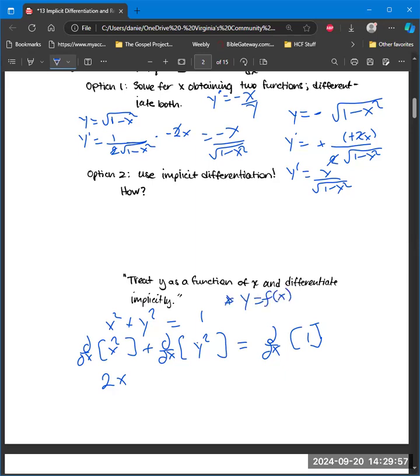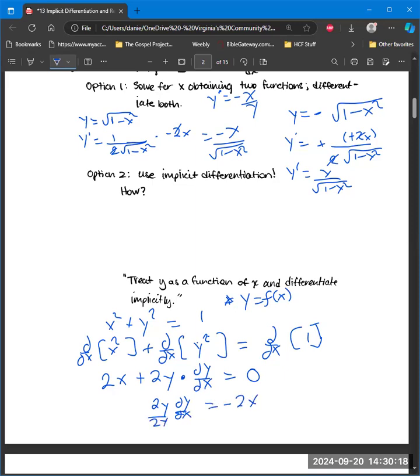Assume y is a function of x unless you know otherwise. We have 2y times the derivative of the inner function y, which is dy/dx. Derivative of a constant is 0. So 2y dy/dx. Solving for the dy/dx term is what I'm doing here.